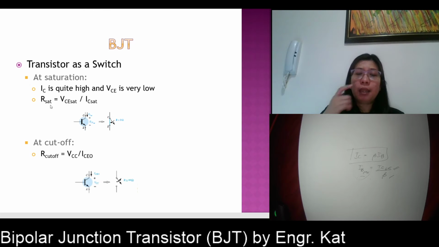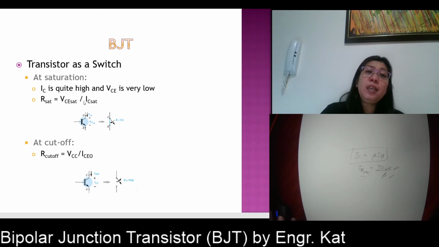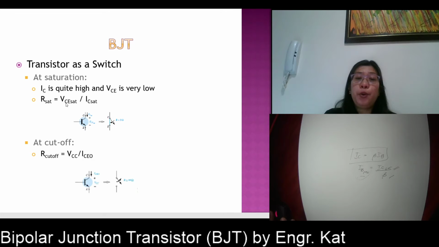So RC sat, VCE sat. Ideally, what is your VCE sat? VCE sat is equal to 0, although in reality, usually it ranges from 0.1 to 0.3 volts. But if we're going to make use of the ideal value, this is 0. So for any value of IC sat, whenever this is equal to 0, your RC sat is equal to 0.